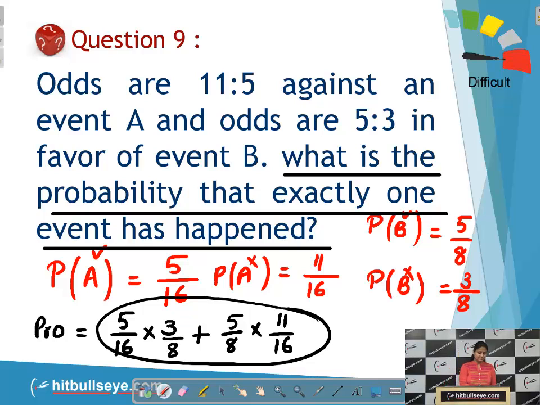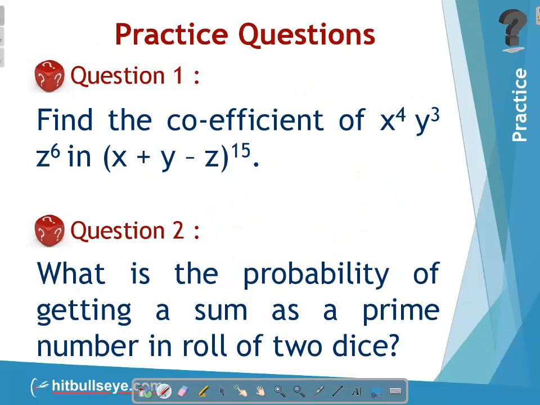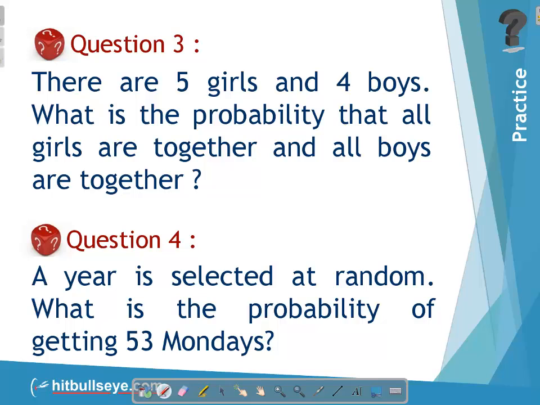That's it, guys. I think I have covered all the varieties of permutation and combination. Now you can have practice questions, you can solve these questions, and you can verify your answer with the answer key.